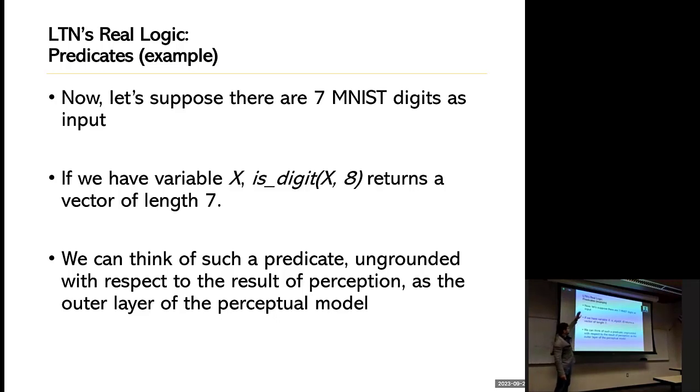Okay, so suppose there are 7 MNIST digits, and we have a variable x. It's going to give us a vector of length 7, because now we have to account for all the different input images that x is associated with. Each of these is going to be a scalar between 0 and 1, giving the confidence of how much it looks like an 8. So this is ungrounded with respect to the results of perception. I don't think I need to say anything more than that.